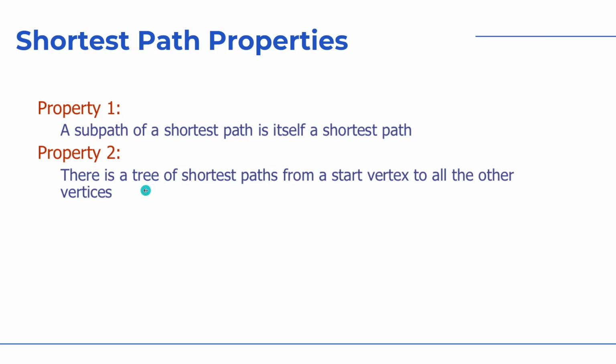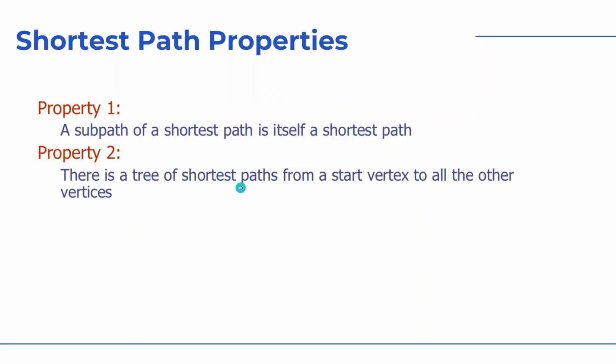The second property is that there is a tree of shortest paths from a start vertex to all other vertices. Given a graph, our objective is to end up with a tree, and in the tree our aim is to reach the destination vertex from the start vertex through the edges with the least cost. That is why we say this is a tree instead of a graph. We give a graph as input and our expectation as output is a tree, and you know very well that in a tree you do not find any cycles and every node will be visited exactly once.